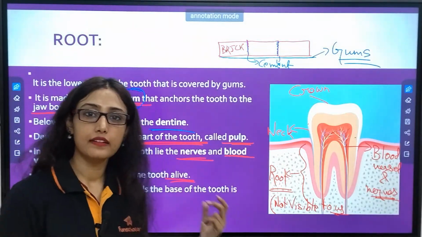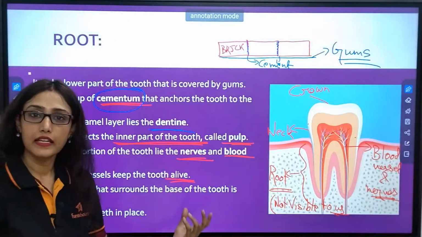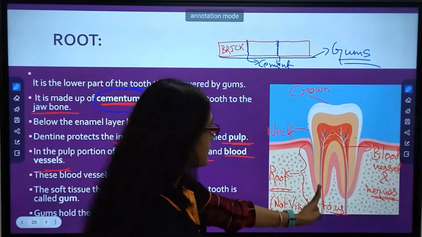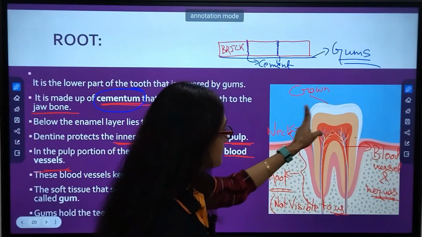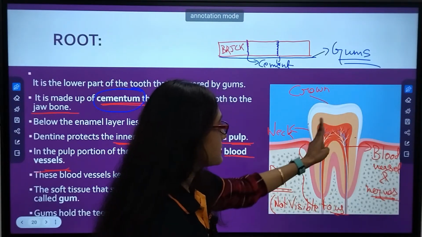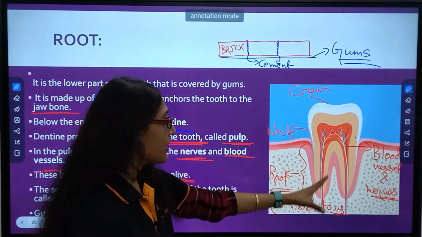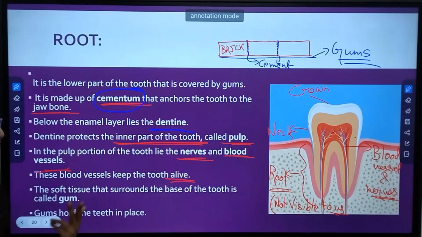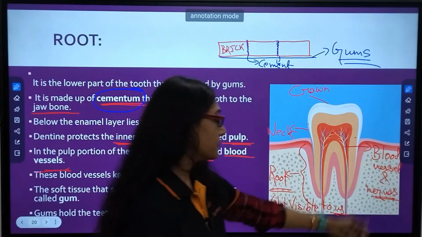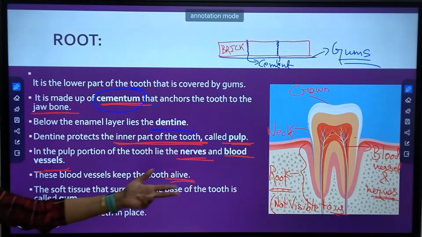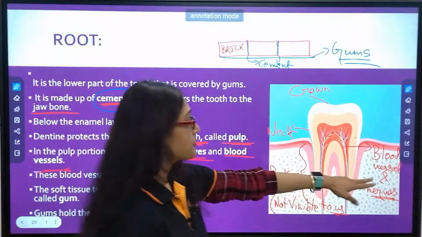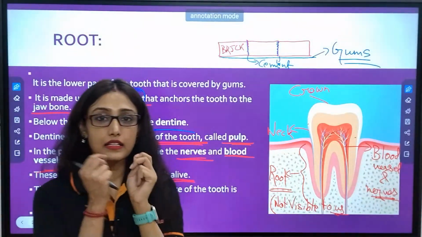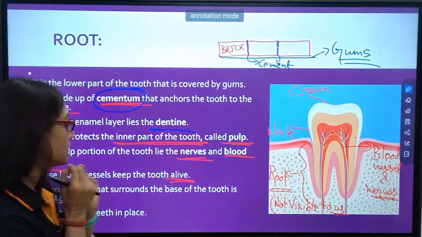Obviously, you know that any living cell needs food, nutrition, and gases to stay alive. So this is the living part of the tooth and this is the dead part of the tooth. So over here it needs nutrition, oxygen and other nutrients to stay alive. So which of these things help in those? The blood vessels and the nerves. Blood vessels provide the nutrition to the alive part of the teeth, and the nerves are the reason for which you feel sensation in your teeth.